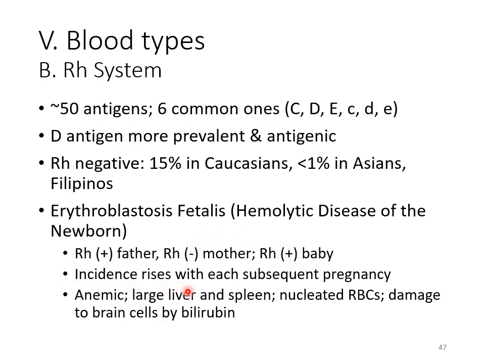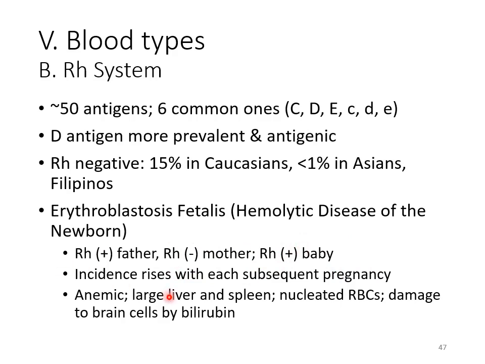The incidence rises with each subsequent pregnancy because it's like repeated exposures to the antigen, so the immune system develops a stronger and stronger response to that antigen. So the first baby may turn out well or with just few symptoms, but the subsequent babies might be experiencing a stronger immune response from the mother and would present with more severe symptoms or even death.